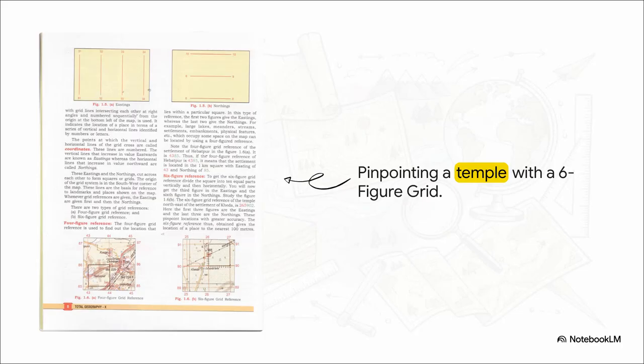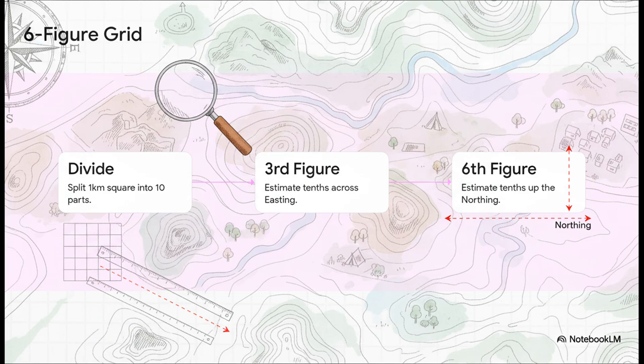I mean, a 1 kilometer square is fantastic for finding a whole village. But what if you need to find something way smaller, like a specific temple or a water tank? If you look closely at the settlement of Kedah, there's a tiny red square representing a temple to the northeast of the town. To pinpoint that exact spot, we have to upgrade from a 4-figure reference to a 6-figure grid reference. This is magically going to narrow our search from a massive 1 kilometer square down to a highly specific 100-meter square.